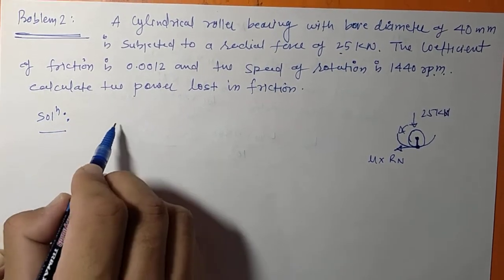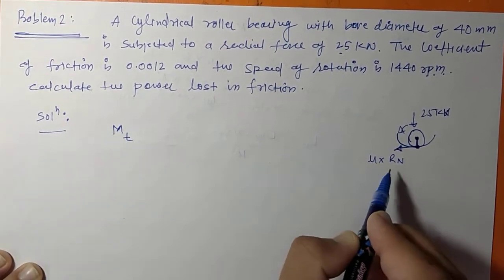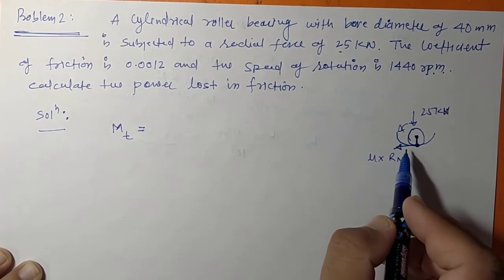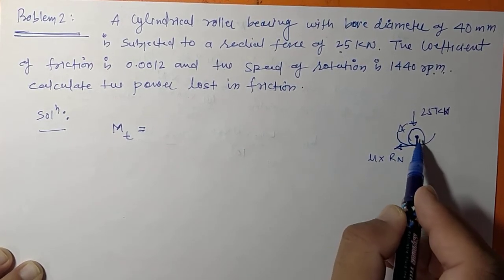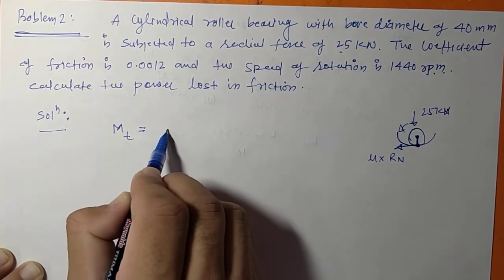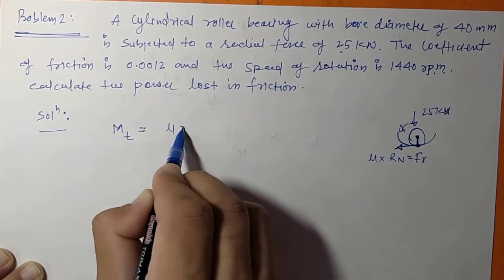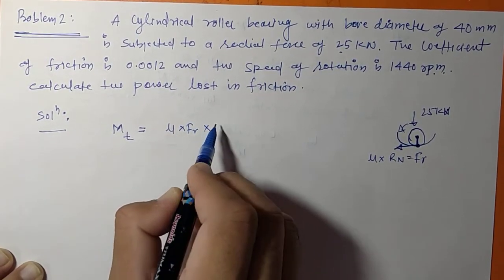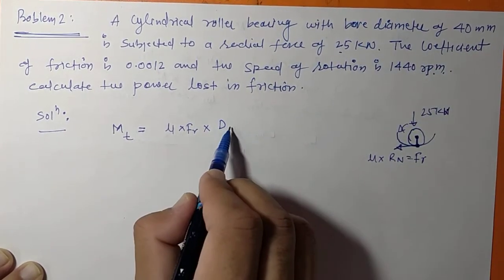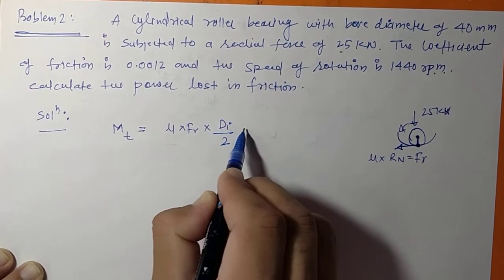So we can find out the torque because of this load. Torque is this load multiplied by diameter divided by 2, or you can say radius. So this is mu, and Rn equals radial load only. So this is Fr multiplied by d of inner race divided by 2.